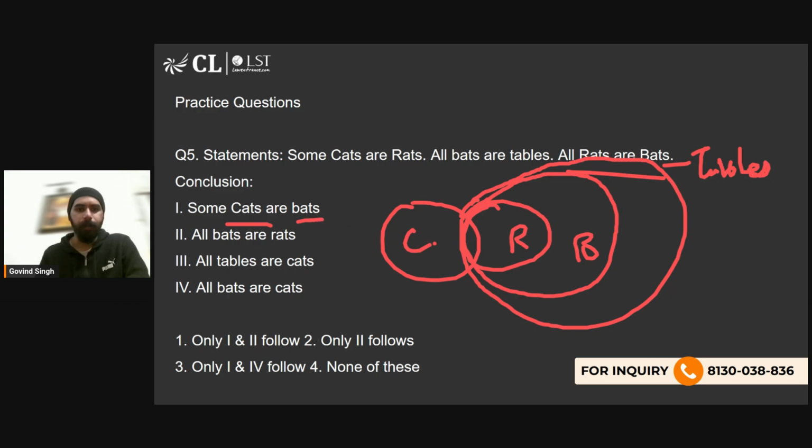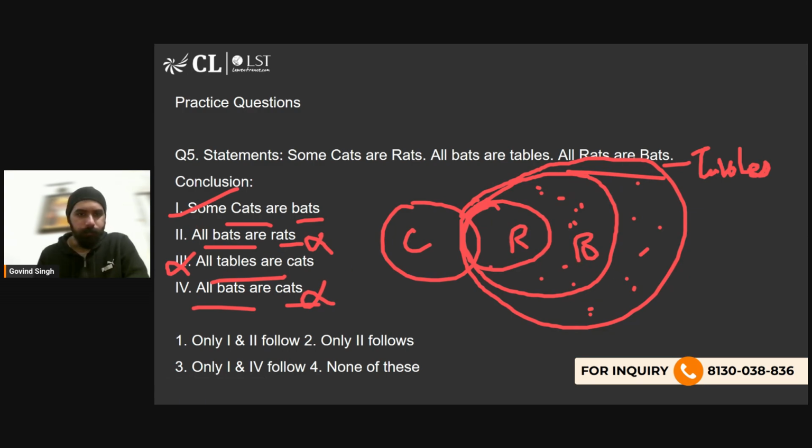Some cats are bats. Yes, look, it overlaps with bats, so this is true. All bats are rats. Now you can see these bats which are not within rats. So wrong. All tables are cats. No, these are the tables which are not cats. So wrong. All bats are cats. This is again wrong. So only the first one follows.